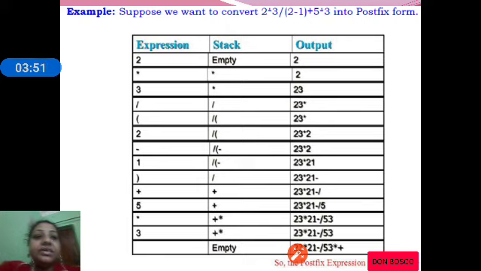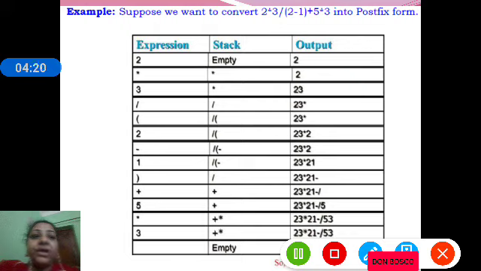The next scanned symbol is a left parenthesis. If the scanned symbol is a left parenthesis, it will be pushed onto the stack. The next scanned symbol is 2. 2 is an operand, and an operand is placed onto the postfix expression or the output. The next scanned symbol is minus. Minus is an operator that will go to the stack. The next scanned symbol is 1. 1 is an operand, and if the scanned symbol is an operand, it will go to the output string.